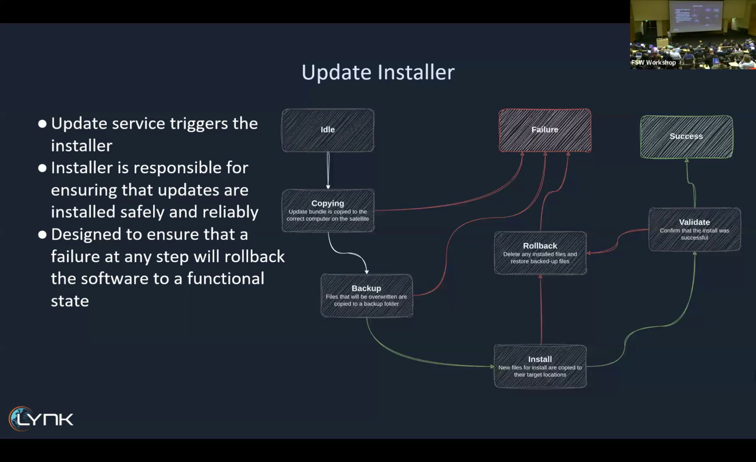And you can see we have the red arrows there, which is basically, if anything goes wrong during any of these steps, what do we do? And if something goes wrong during the copy stage or the backup phase, you're fine. You just say that the update failed, you can try again next time, no harm.